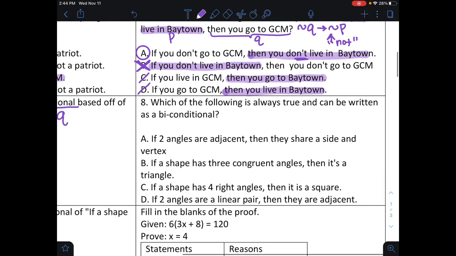Okay, number 8. Which of the following is always true and can be written as a biconditional? Don't forget, a biconditional is going to go either way, meaning P to Q, or Q to P. And it's going to use the words if and only if.